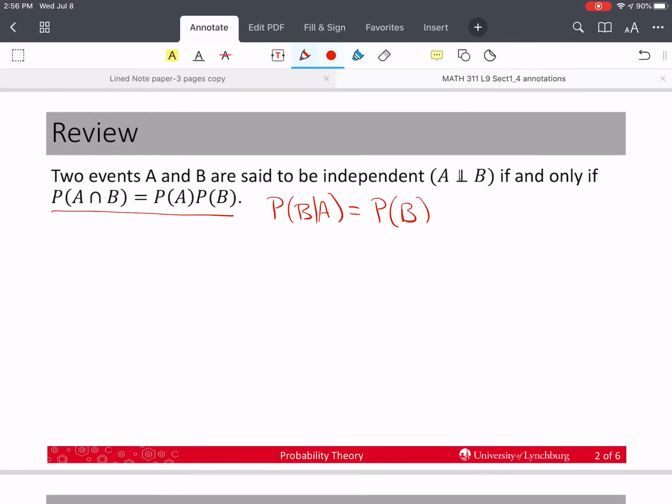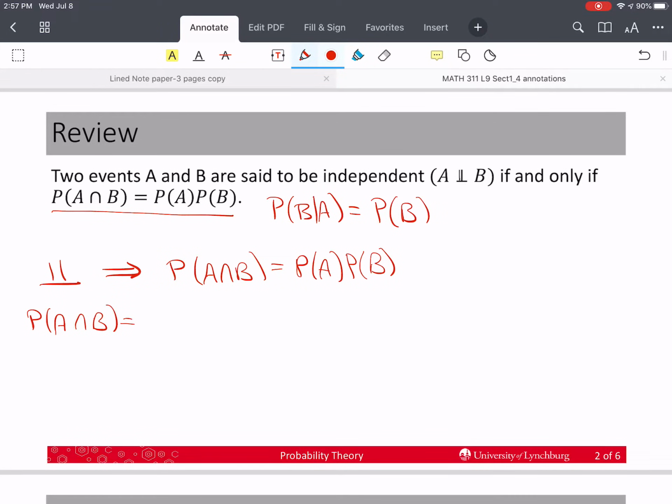All right. Now this is an if and only if statement. So if we have independence, that implies that the probability of A and B equals the probability of A times the probability of B. If we know that the probability of A and B is equal to the probability of A times the probability of B, then we know that A and B are independent. So if and only if means that it goes in both directions.